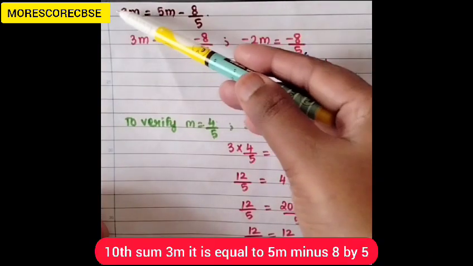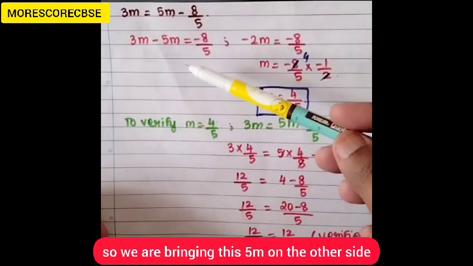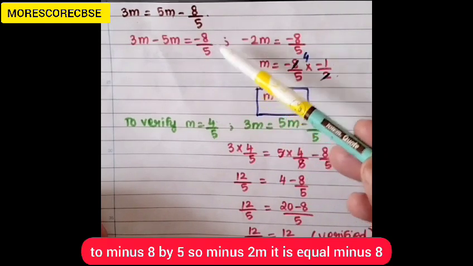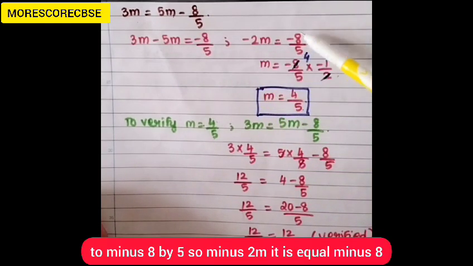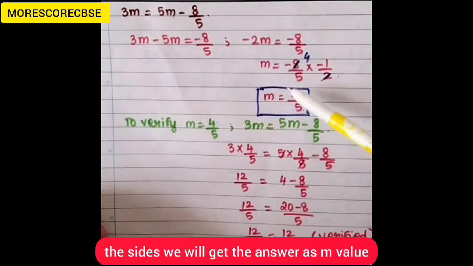10th sum: 3m = (5m - 8)/5. So we are bringing this 5m to the other side. We will be getting 3m - 5m = -8/5. So -2m = -8/5. We can cancel the negative sign on both the sides. We will get the value of m as 4/5.